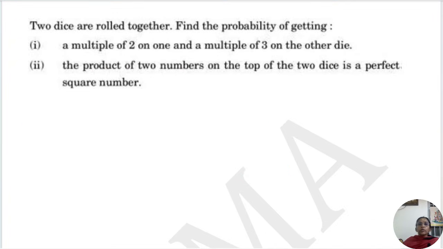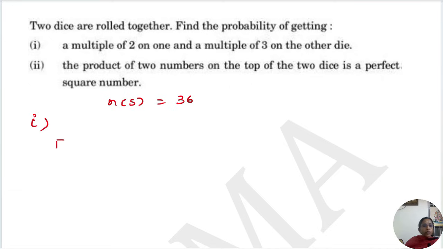Two dice are rolled together. Find the probability of getting, first subdivision, a multiple of 2 on one and a multiple of 3 on the other die. It is not specifically given on the first die or second die, just one and the other. So for the first subdivision, the two dice are rolled, so n of S is equal to 36.